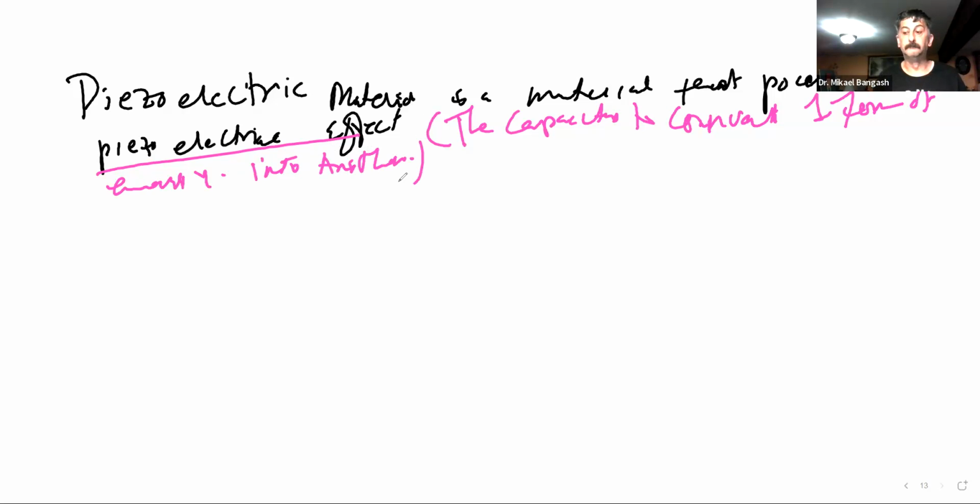Is that clear? Can you read that out loud? Piezoelectrical material is a material that possesses the piezoelectrical effect. Now, what did we mean by piezoelectrical effect? It is the capacity of any material to convert one form of energy into another. Right? Which occurs in our transducers.